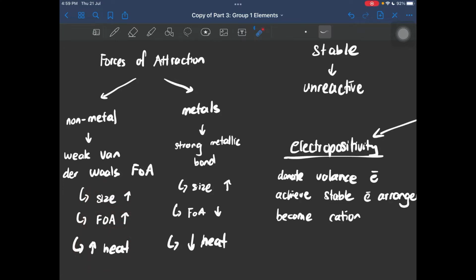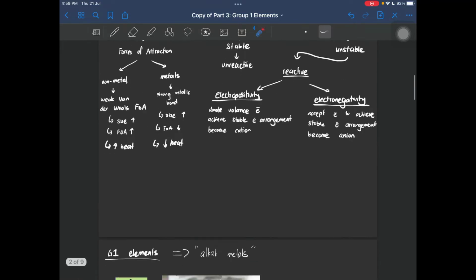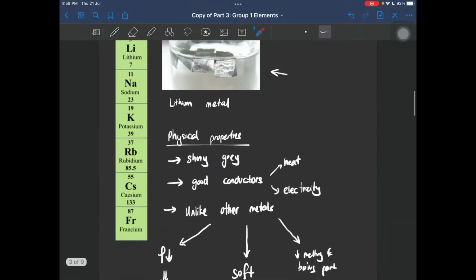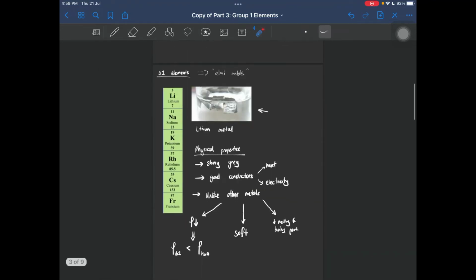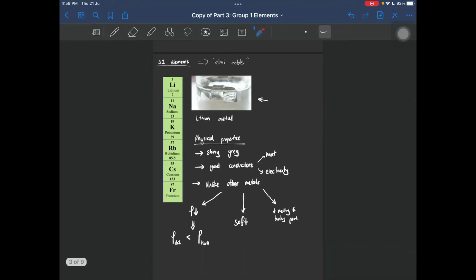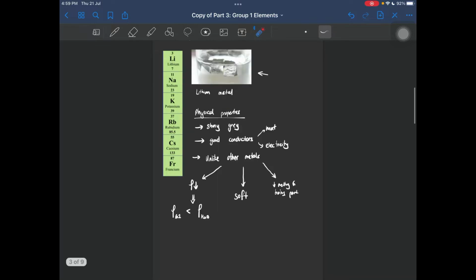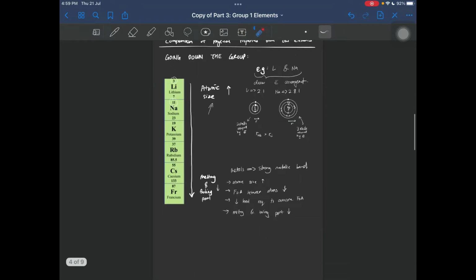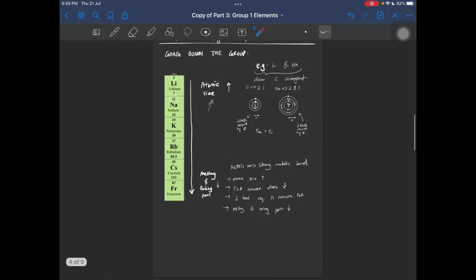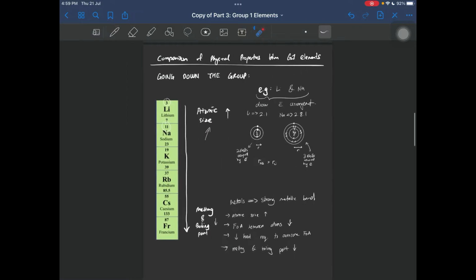This is something that we've gone through in part 1 and part 2, and we're still talking about it in part 3, which is why I have put a bit of emphasis on this overview since part 1, because if you are able to understand this concept since part 1, you should have no problems understanding it in part 2 and also part 3. So now we are done with the comparison of the physical properties between group 1 elements going down the group, right?